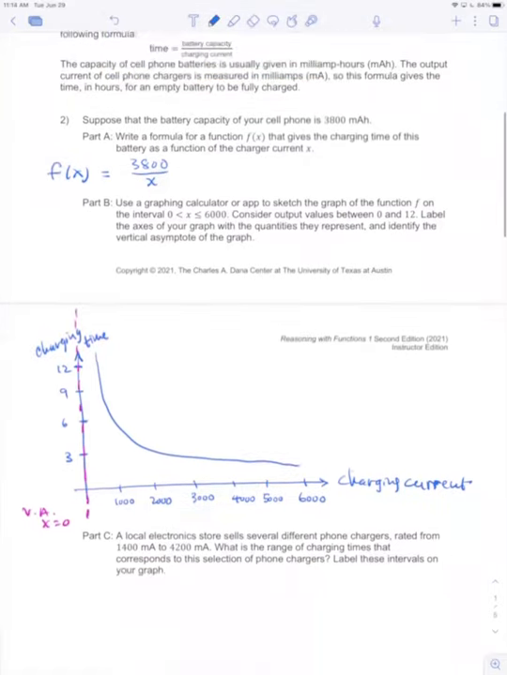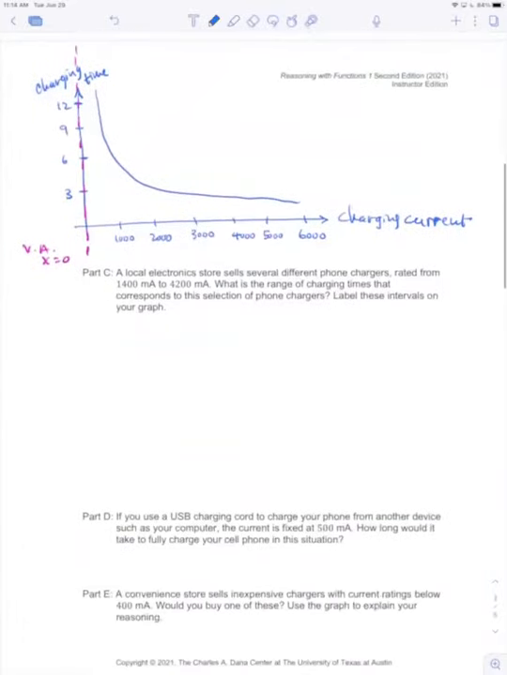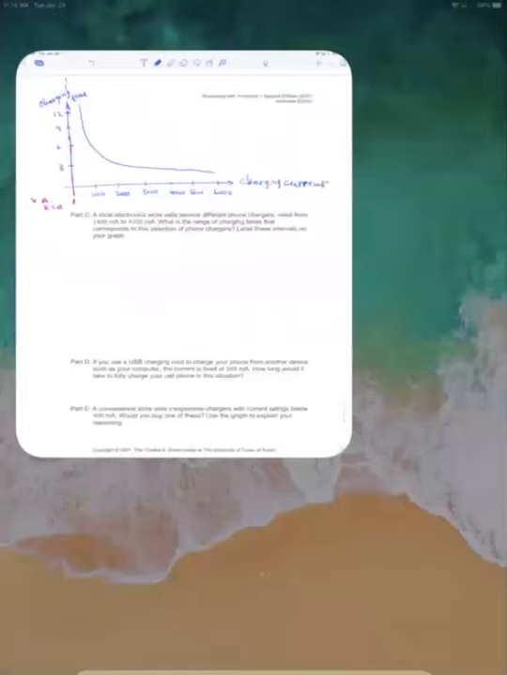Part C, let me just scroll all the way up here. I'll leave the graph there for a second. A local electronics store sells several different phone chargers rated from 1,400 milliamps to 4,200 milliamps. What is the range of charging times that corresponds to this selection of phone chargers? Okay, so we can actually use the graph that we just drew, and if we think about 1,400, let me just go to the calculator and we'll calculate these directly.